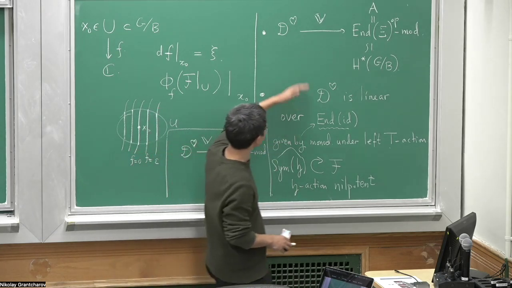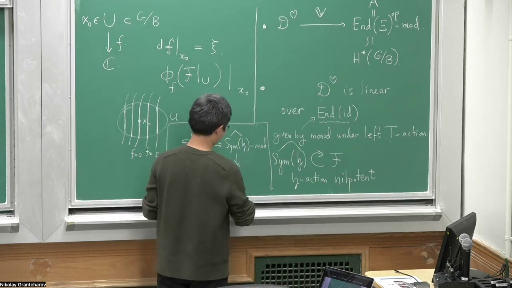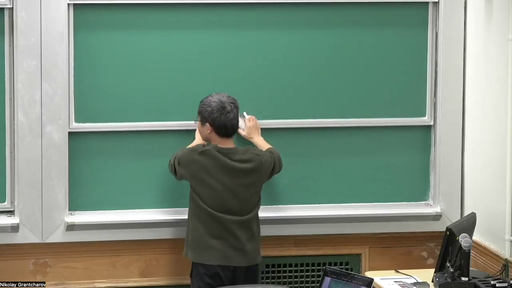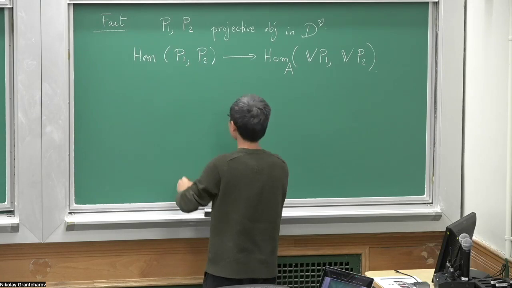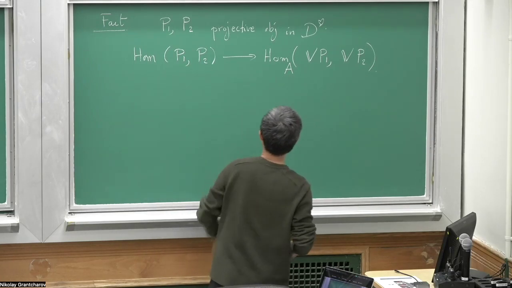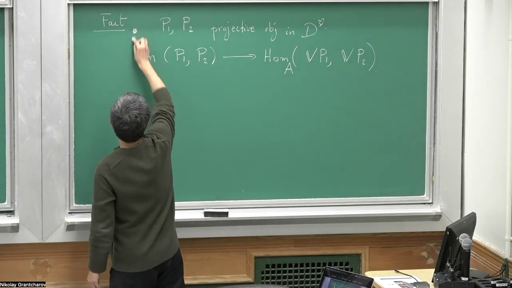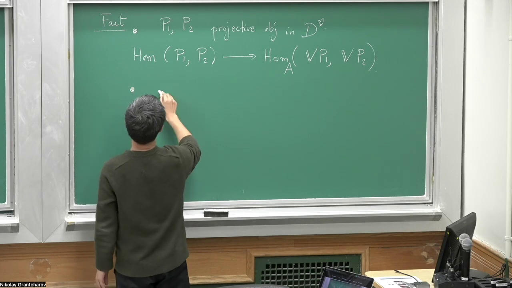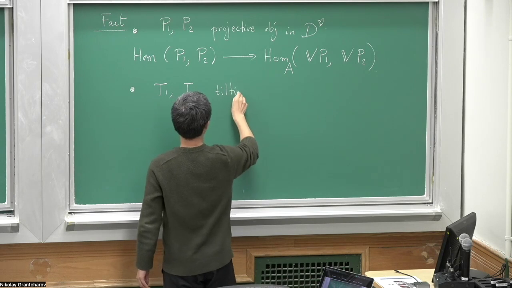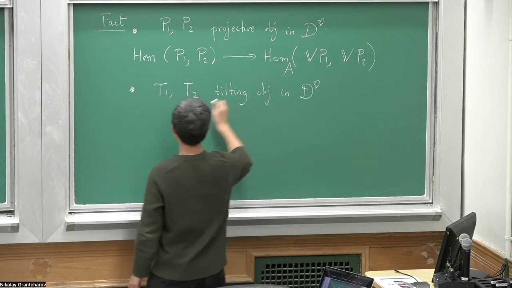Once you compare the two definitions, let's just take this V as valued in A-modules. And the statement is that it's fully faithful on projective objects. That's the first statement. And the second statement is, if you take two tilting sheaves, the same statement holds.